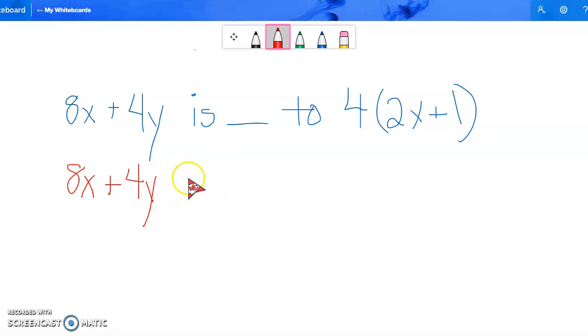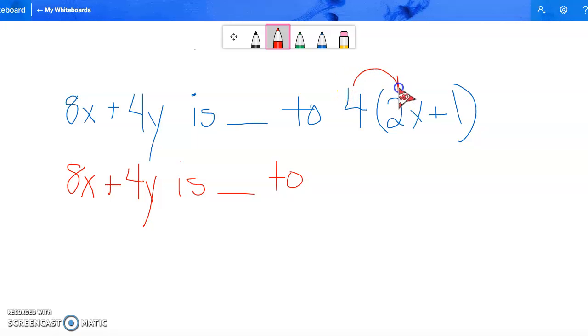All right, and now when we go over to the other expression, we need to use the distributive property. So, we're using the distributive property because nothing inside the parentheses can be combined, because 2x and 1 are not like terms. So we'll use the distributive property.